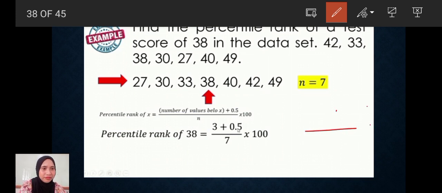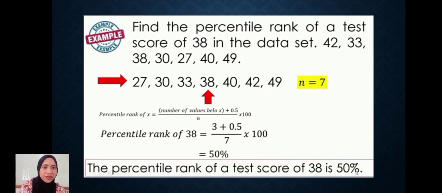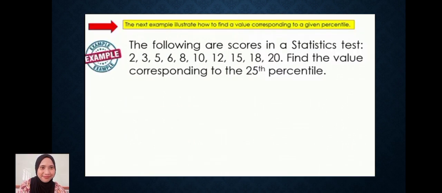So, the percentile rank of a test score of 38 is 50%. Meaning, 38 there is at P50, or P sub 50. It is at the 50th percentile. Okay? Okay, next example.